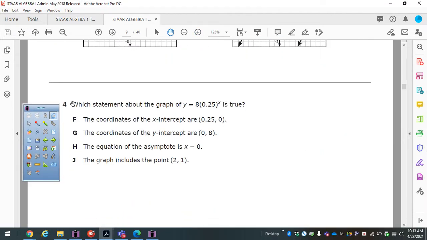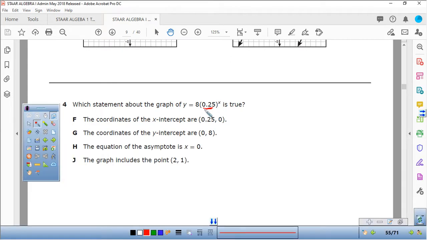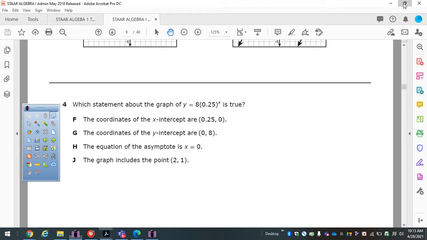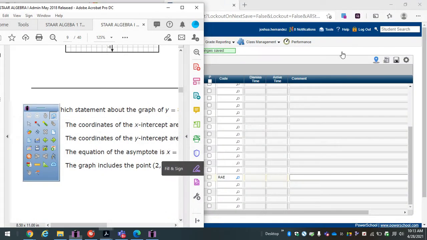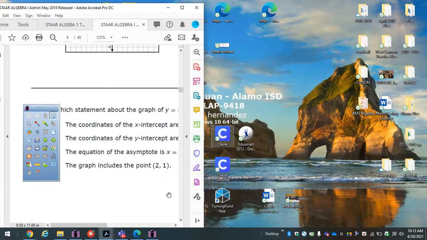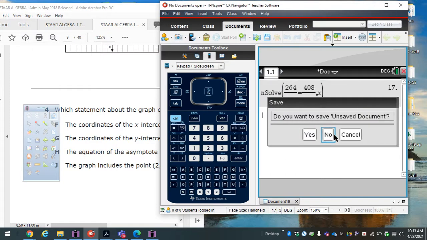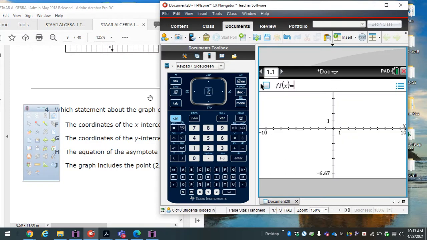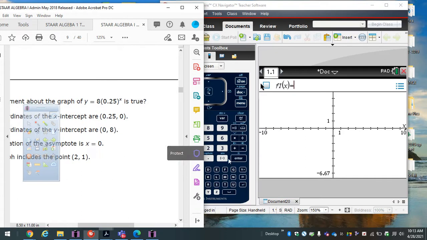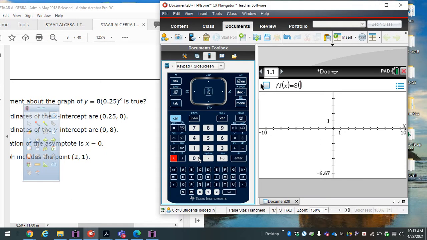Let's look at the next one. Okay, this is going to be a decay. The coordinates of the x-intercept. Ooh, yeah, I don't know about that one. You know what? Let's just graph it then. Ask me good questions that I can't answer without the graph. I'm turning it on, go to a new calculator, and graph it. 8, then parentheses, 0.25, then raise that to an x.